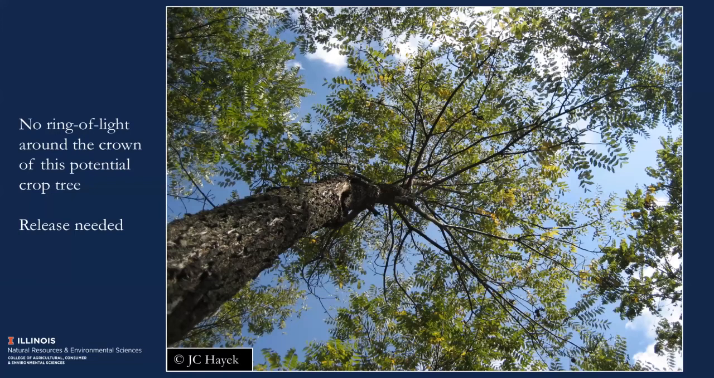So here's an image in a walnut tree plantation. These trees are probably 20 to 25 years of age. This is our crop tree here, and you'll notice that there's really no ring of light around the crown of this particular crop tree. So in essence, this designated crop tree has a free to grow rating of 0. It needs to be released on all 4 sides in order to increase its diameter growth rate.